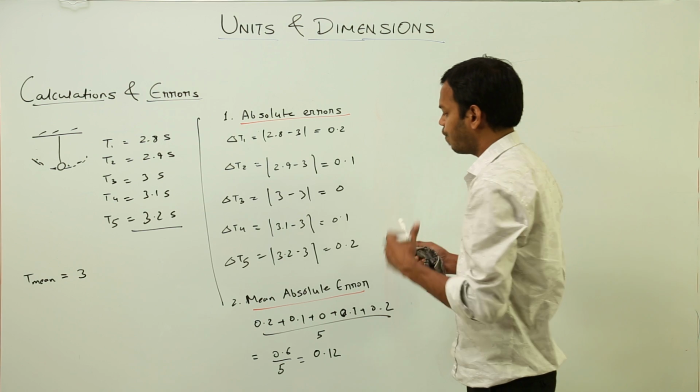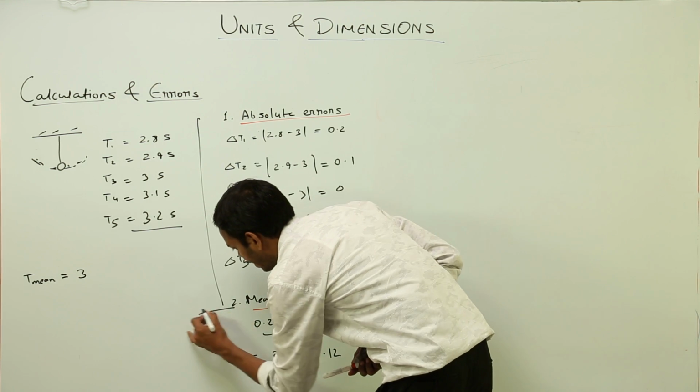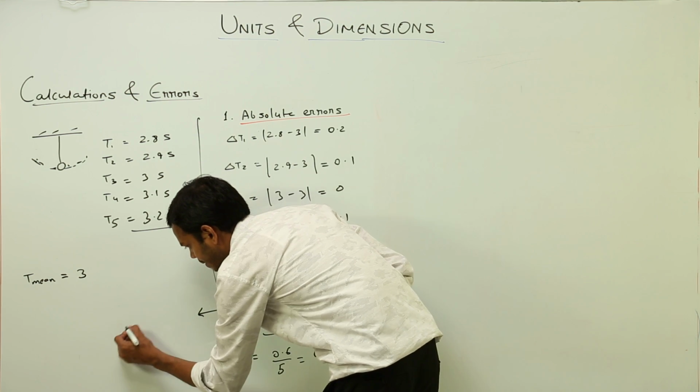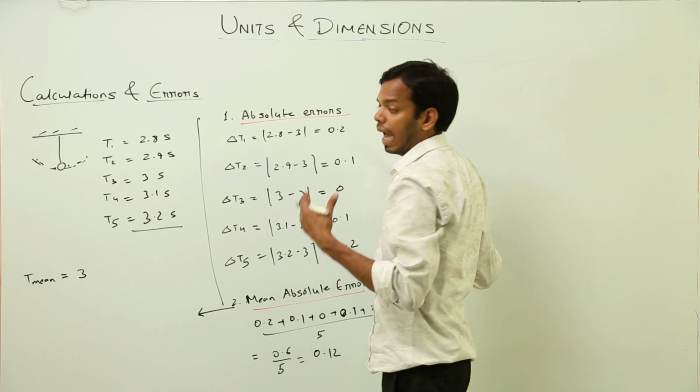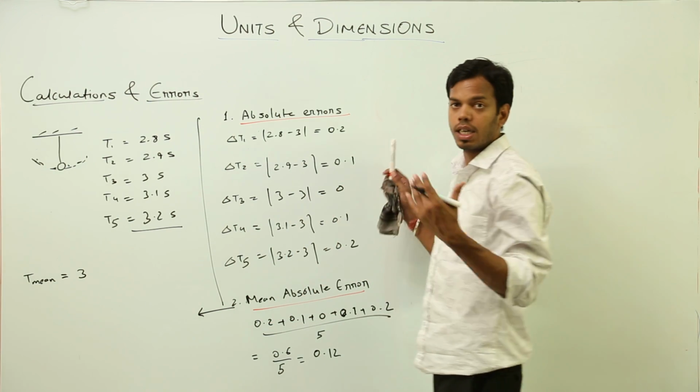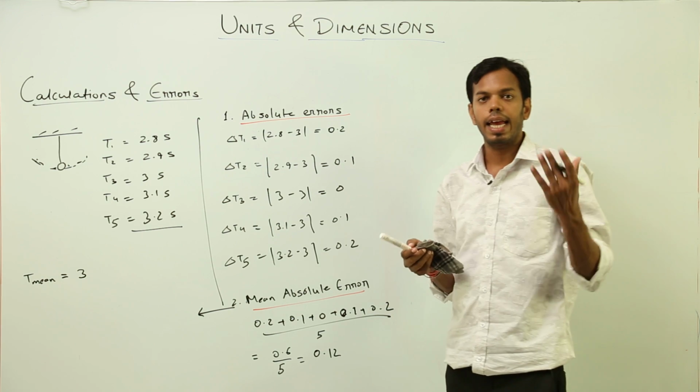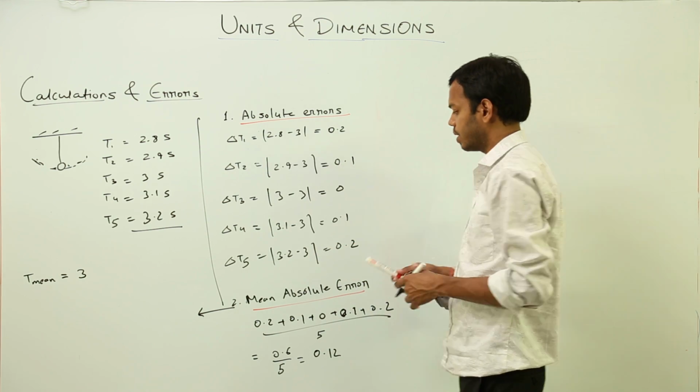If you need to write the formula of mean absolute error, it would be the sum of the absolute errors, that is delta T1 plus delta T2 plus delta T3 and so on, divided by n. N is the number of observations.